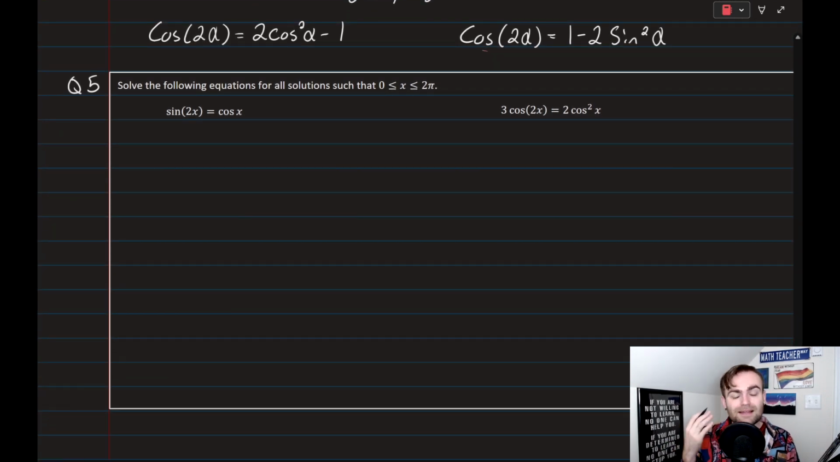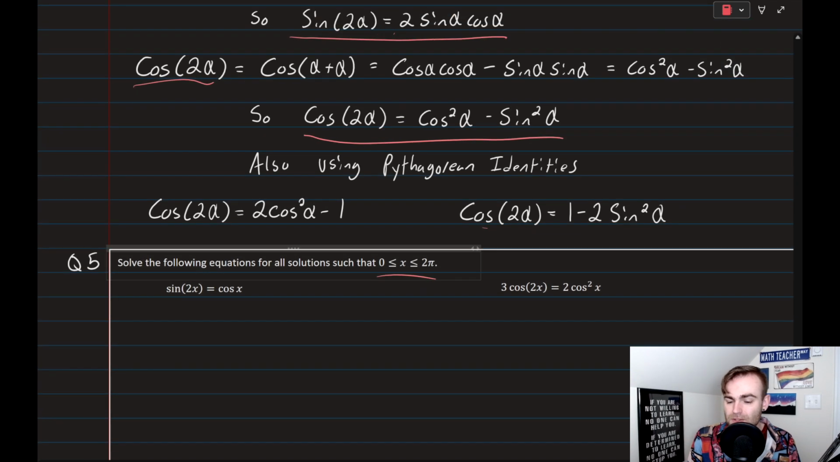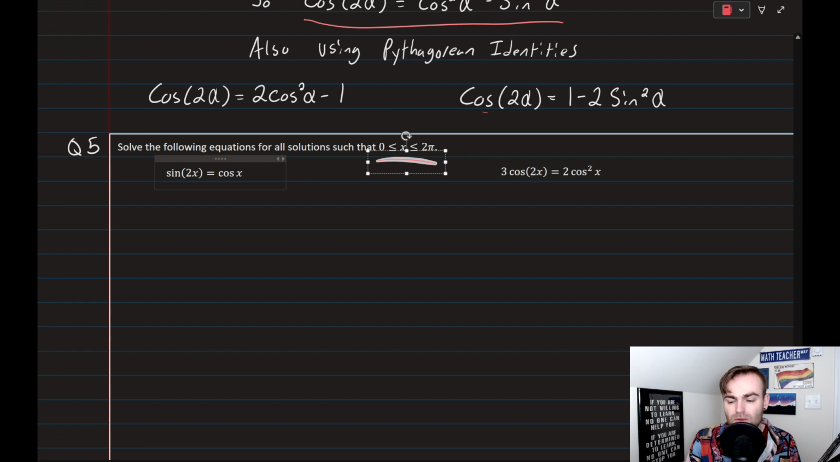So let's use these identities to solve equations. Why else would we use them, right? So sine 2x is equal to cosine x, and we want to find all of the solutions between 0 and 2 pi. Well, sine 2x is 2 sine x cosine x.